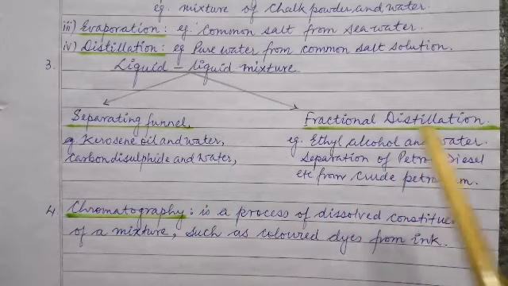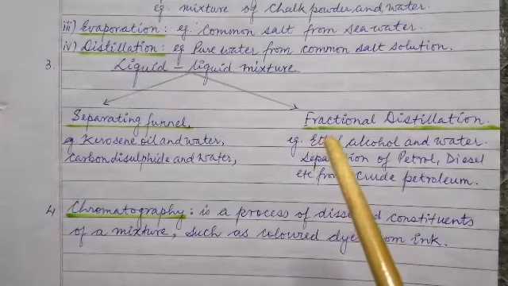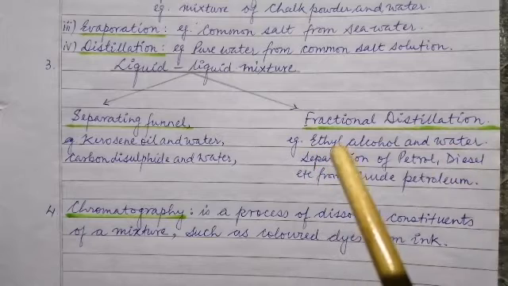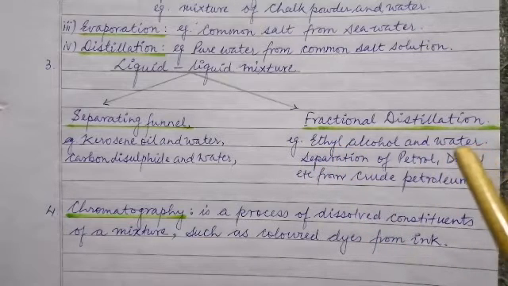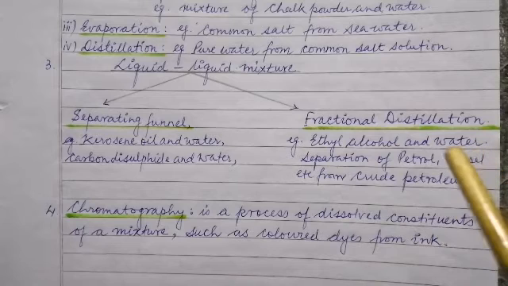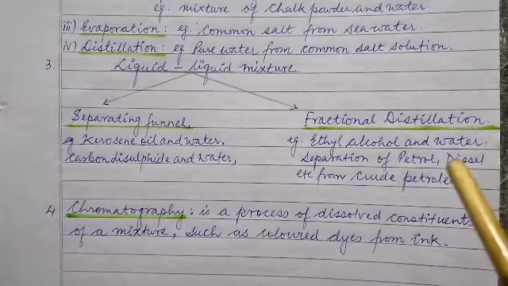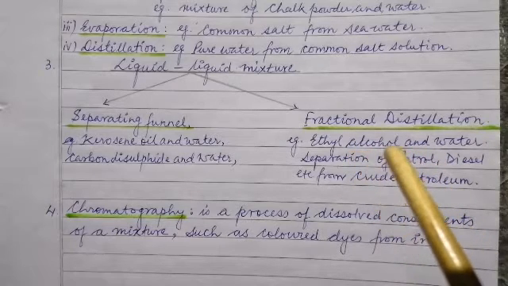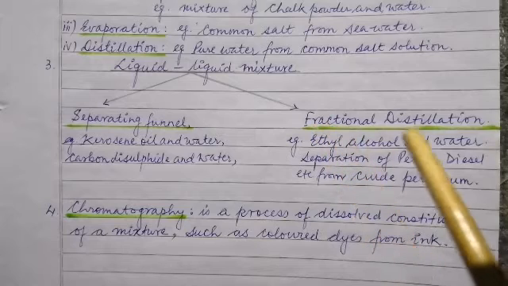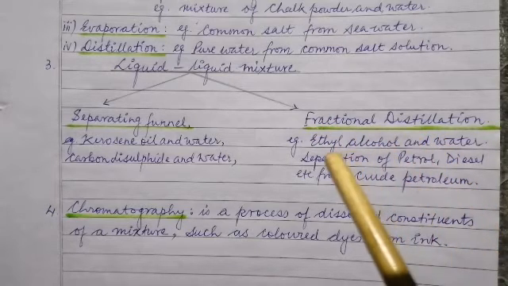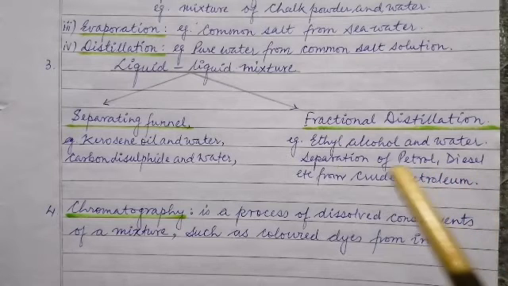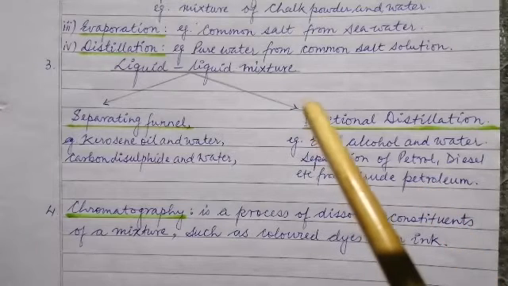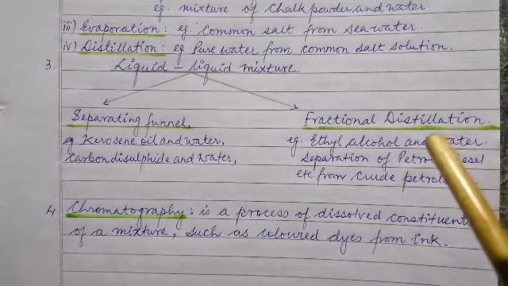Now, fractional distillation is based on the difference in the boiling points. Now, this mixture of ethyl alcohol and water, you see, they are easily miscible. Okay, you take alcohol and you add plenty of water to it, you dilute it with water. It's very difficult to separate. So I go for fractional distillation. Separation of petrol, diesel, kerosene oil, etc. from crude petroleum is also done by fractional distillation.